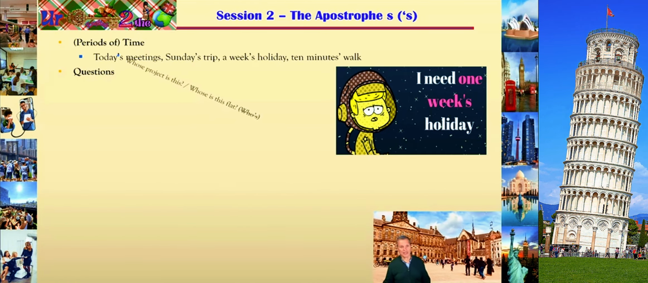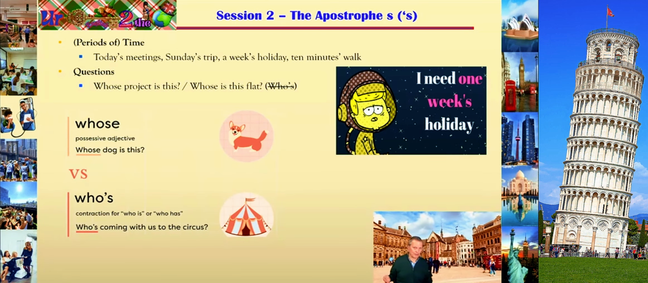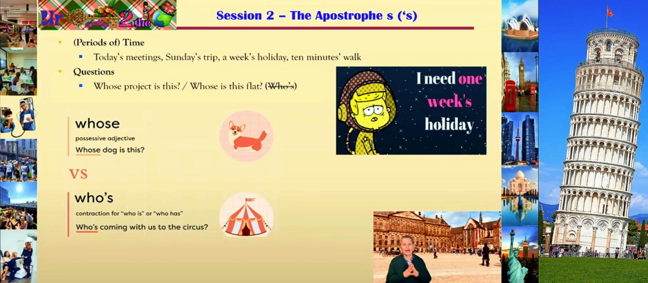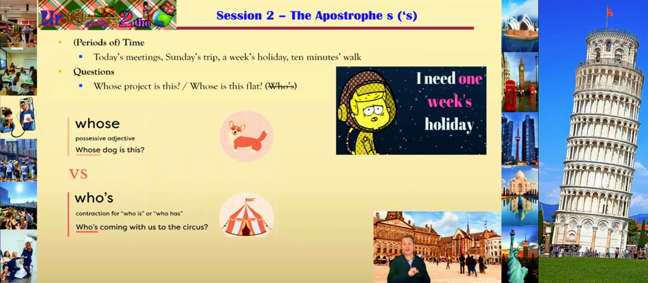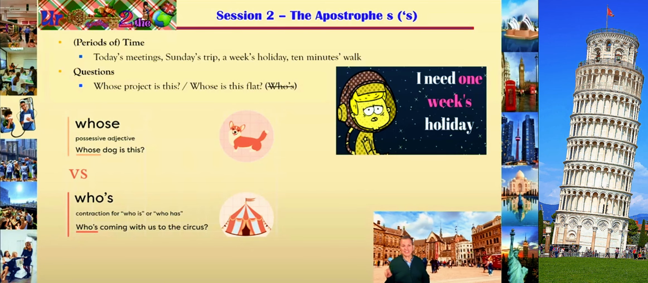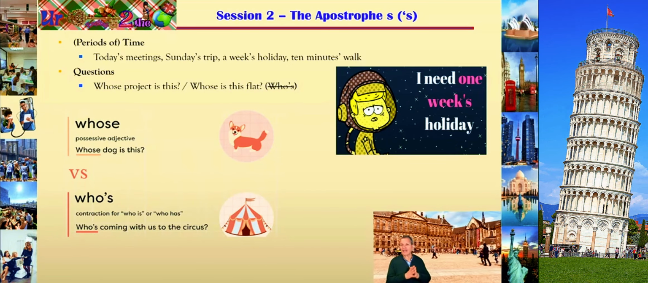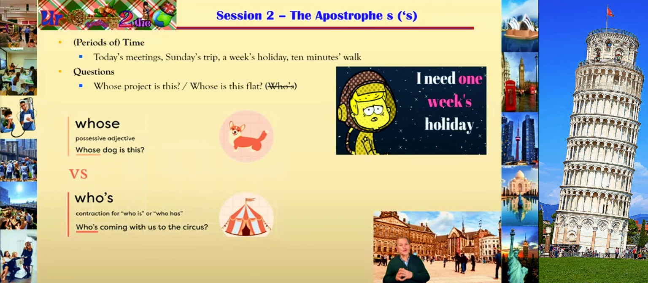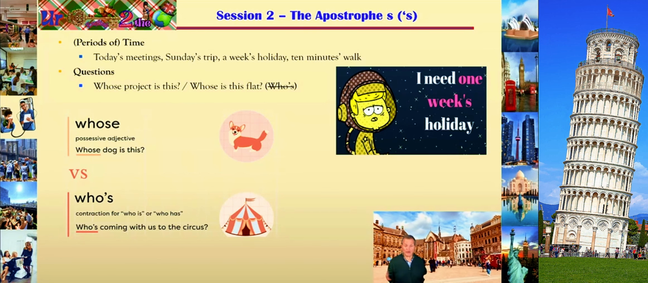Questions. It's also typically used in questions. For example, I'm not talking about apostrophe S, obviously. I'm talking about the interrogative pronoun that serves to ask the question and then give an answer using the apostrophe S, right? So, for example, whose project is this? Whose is this flat? Then the answer to these two questions could be, it's my sister's, it's my boss's, it's our group's, no? Whose is this flat? It's my parents', for example, no?